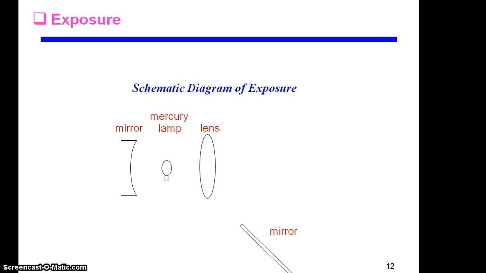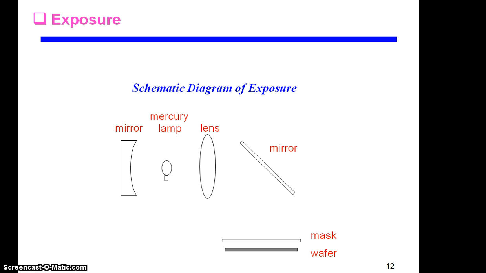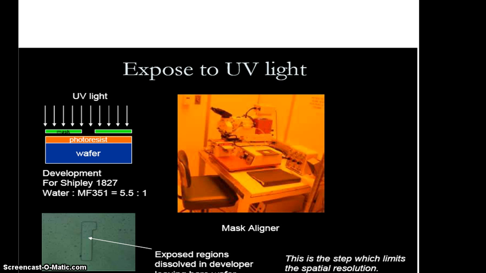This is the schematic diagram of the UV exposure. There are mirrors, and this is the optical mechanism of the UV. Ultimately it will fall upon the mask, and through the transparent area of the mask the photoresist will get exposed. As we have discussed, UV light will expose the photoresist and it will become either hardened or soft.